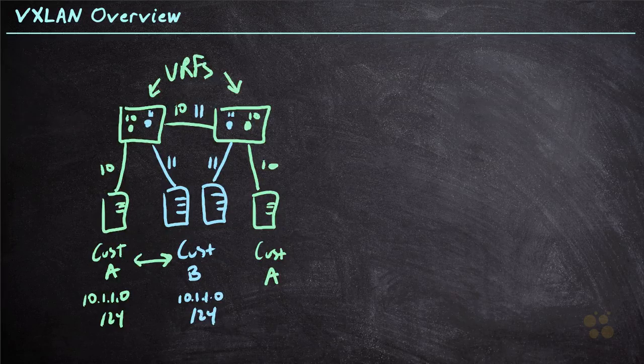Now, as a quick note, we could use something called private VLANs to try to not burn a VLAN per customer. But private VLANs have some limitations, and they're also very complicated. And so a lot of times we won't go down the path of private VLANs.